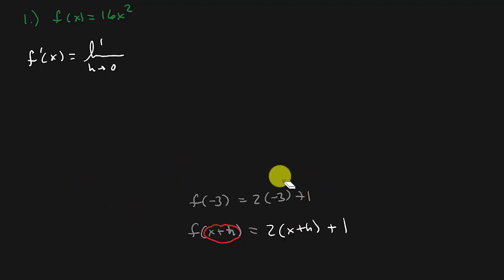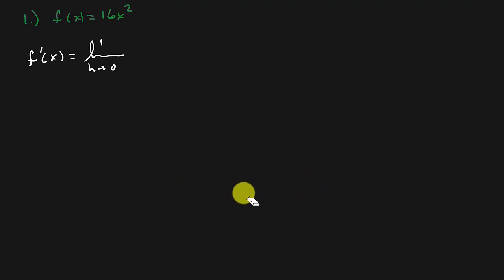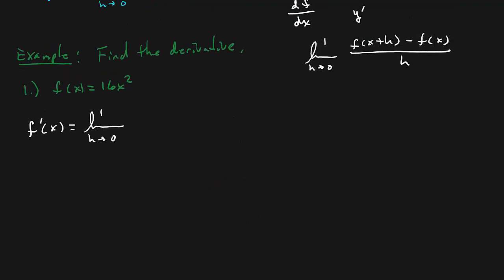All right. So now that we had a little review on that, let's go back to our problem. So we need f of x plus h. That means we're going to take x plus h and put it in the place of x right here. So that's going to be 16 times x plus h squared. There's your f of x plus h. And then minus f of x. Well, what's f of x? f of x is 16x squared. And then all of this is divided by h.